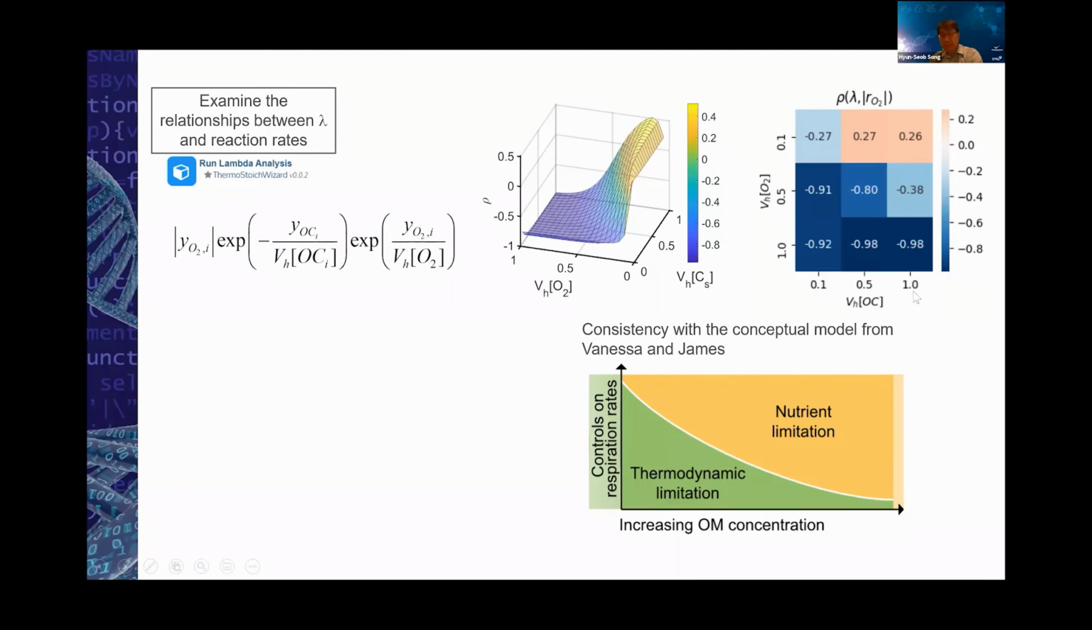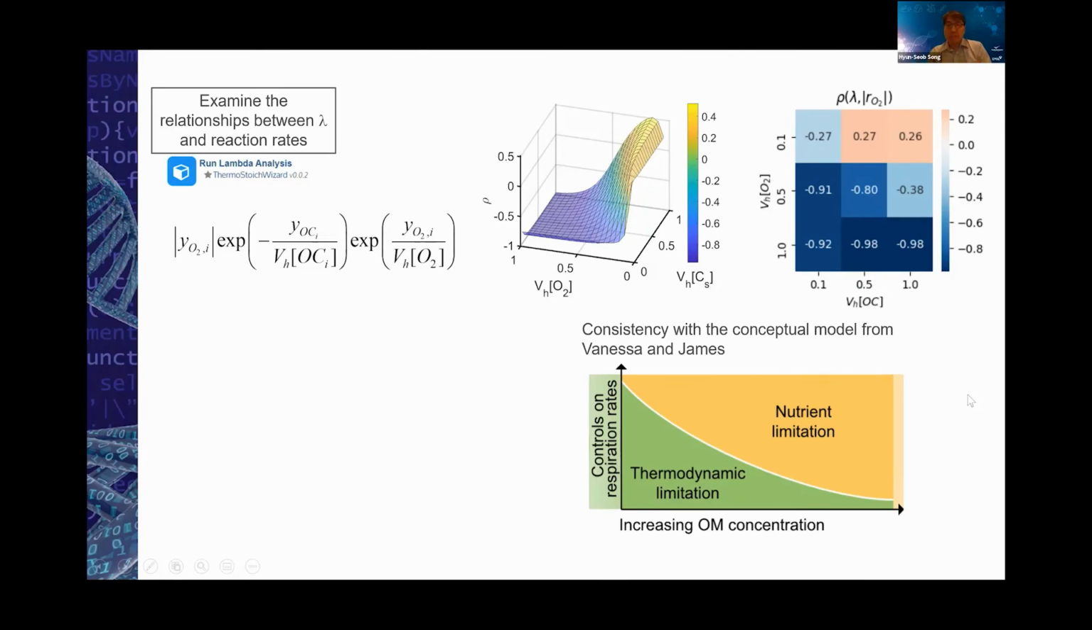And then here you can see this is weakly limited carbon and then highly limited carbon. And this is weakly limited oxygen and highly limited oxygen. When oxygen is highly limited, we cannot see very good correlation between thermodynamic parameter lambda and oxygen consumption rate. But you can see for oxygen that is moderately limited, you can see high correlations observed when organic carbon is severely limited.